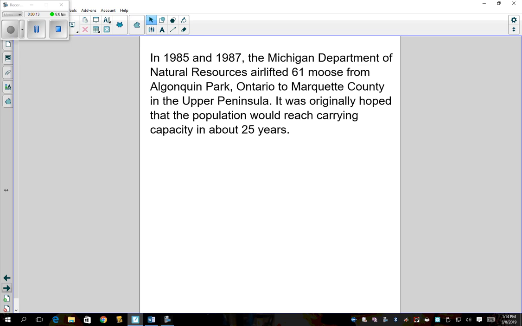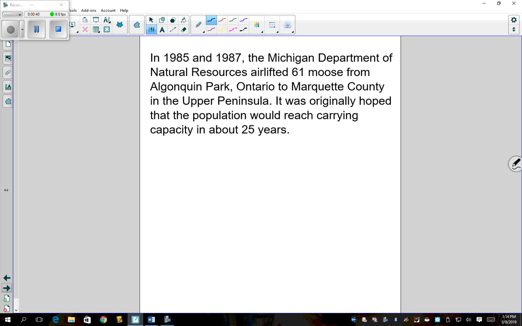So we're given this problem, well, not necessarily a problem, but the statement that in 1985 and 1987, the Michigan Department of Natural Resources airlifted 61 moose from the Algonquin Park in Ontario to Marquette County in the Upper Peninsula. It was originally hoped that the population would reach carrying capacity in about 25 years. So this is a really nice introduction into my logistic growth problem.